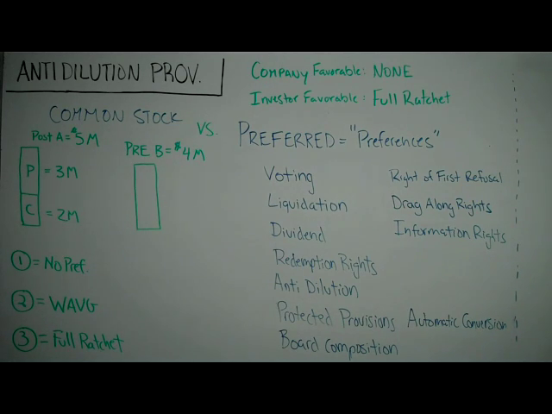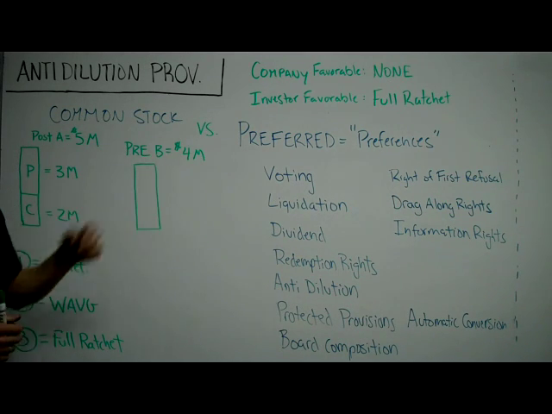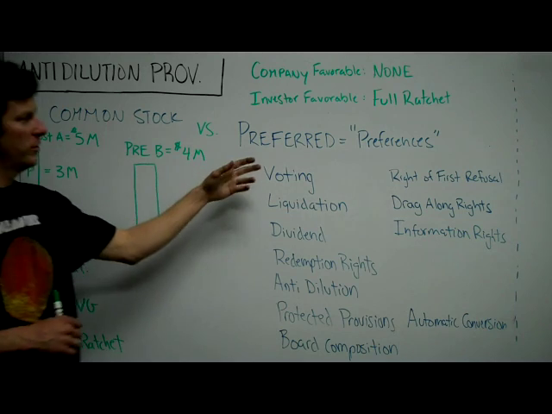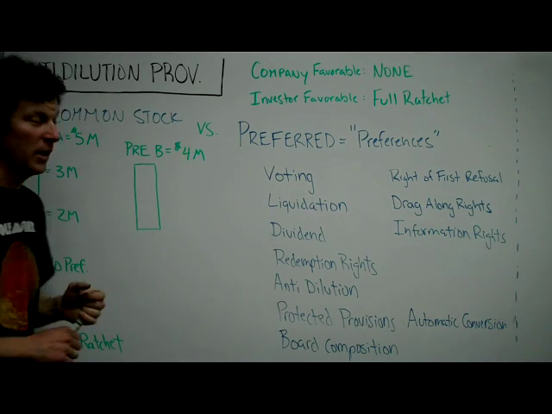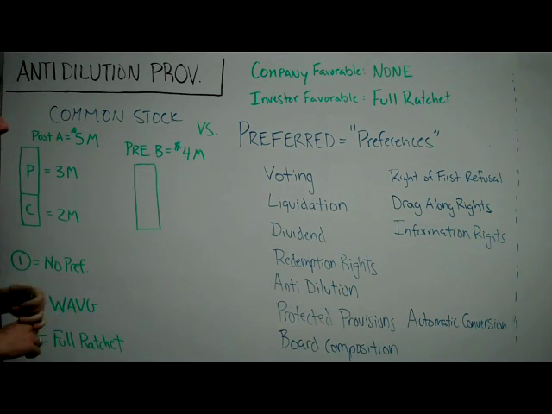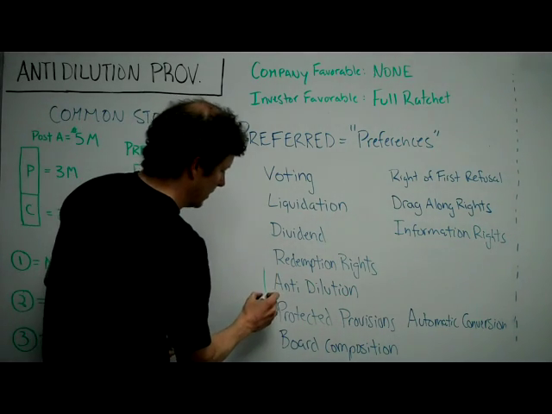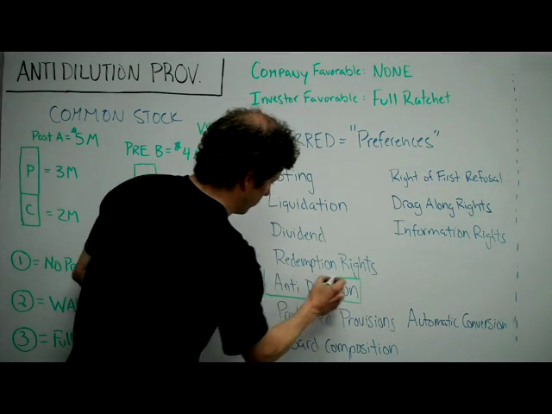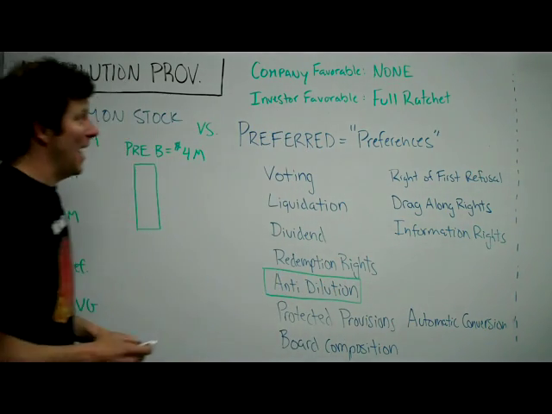Anti-dilution provisions. This is again in relation to common stock versus preferred stock. Preferred stock shareholders get preferences. That's what makes them preferred. So they get rights and things that common stock shareholders don't. The one we are talking about right now is an anti-dilution provision. So what does that mean?